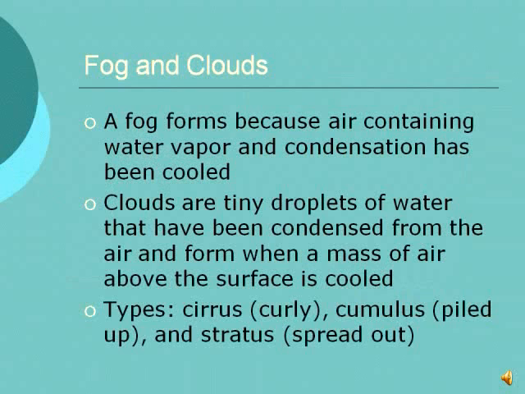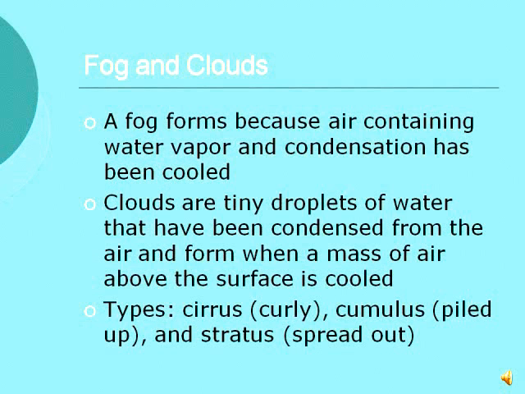A fog forms because air containing water vapor and condensation has been cooled. Clouds are tiny droplets of water that have been condensed from the air and form when a mass of air above the surface is cooled. And we have different types of clouds.